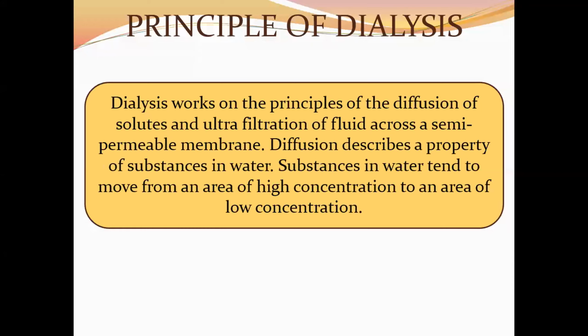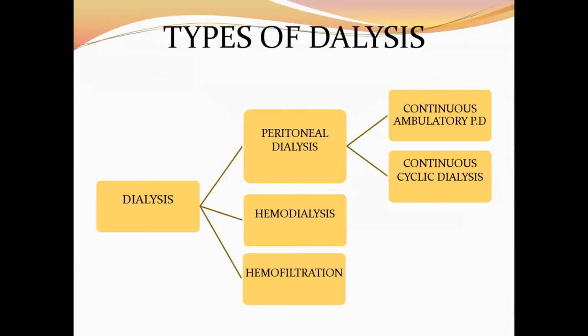Diffusion of solute and ultrafiltration of fluid across a semipermeable membrane. Diffusion is movement of substances in water. Substances in water tend to move from higher concentration to lower concentration. Types of dialysis are peritoneal dialysis, hemodialysis, and hemofiltration, and under peritoneal dialysis is continuous cyclic dialysis.